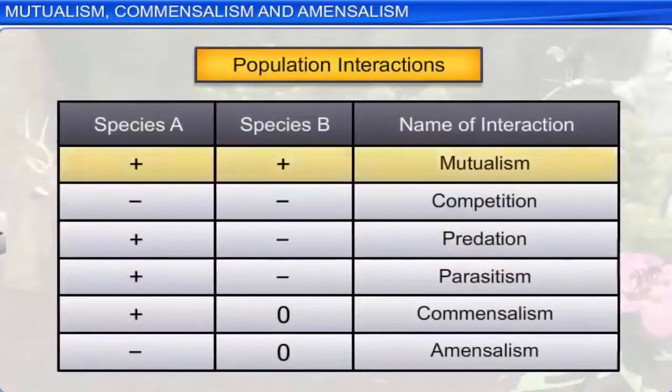In mutualism, both species benefit from interaction, while in commensalism, the interspecific interaction is beneficial to one species and neutral to the other. In the case of amensalism, one species is harmed and the other remains unaffected. Let's begin with mutualism.